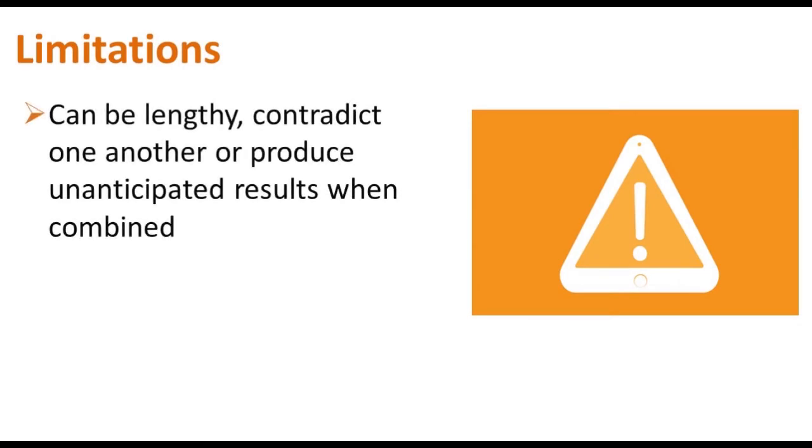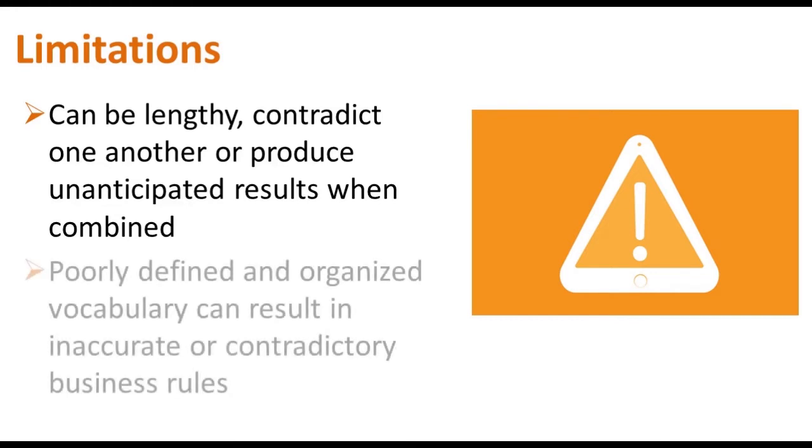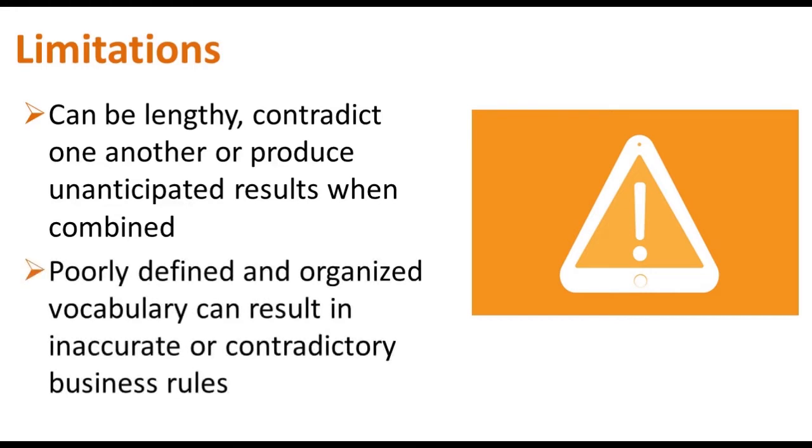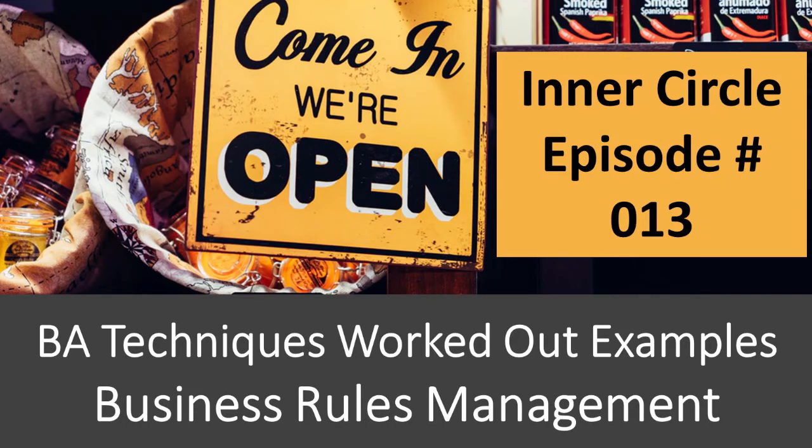Limitations: it can be quite lengthy, it can contradict one another and produce unanticipated results when combined. That's why rules analysis is a bit of a difficult thing to do. A poorly defined and poorly organized vocabulary can result in inaccurate or contradictory business rules. That's what I just said. So before we move to the business rules, let's watch our context video, which is about the system called GRC Perfect.